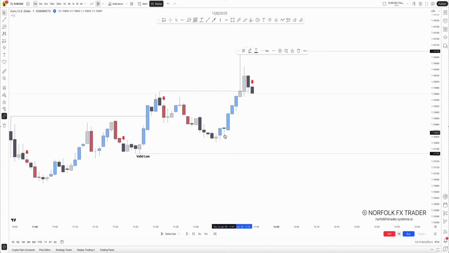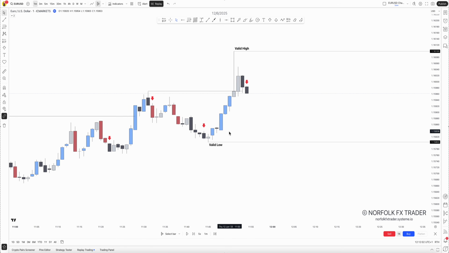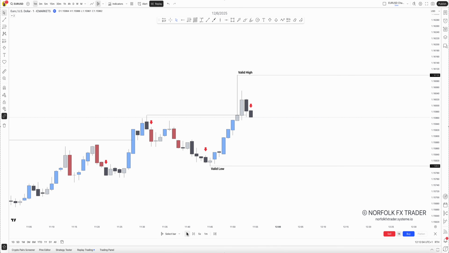From the breakout point, we look back. Where's that last close down? Well, it's right here. This becomes your valid low. Okay, it's no different to that 4-hour time frame. It's exactly the same. Let's continue forward again.